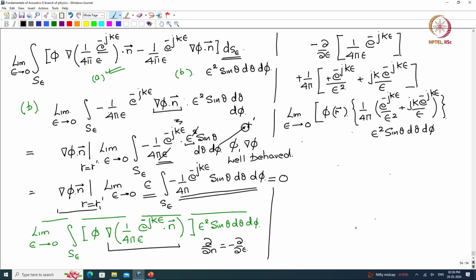Now again phi of r is a well behaved function by Green's identity, and so as epsilon goes to 0, it acquires the value at phi of r dash.